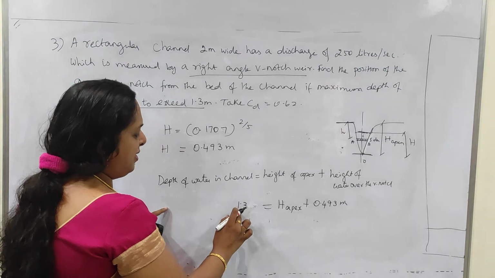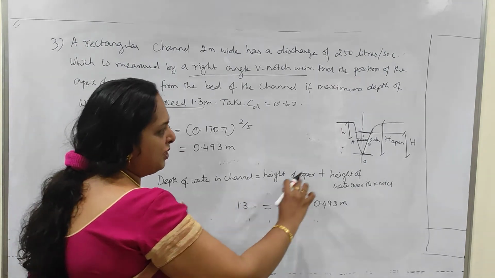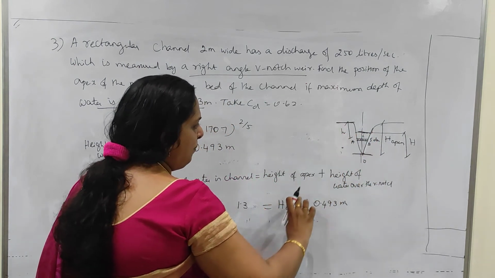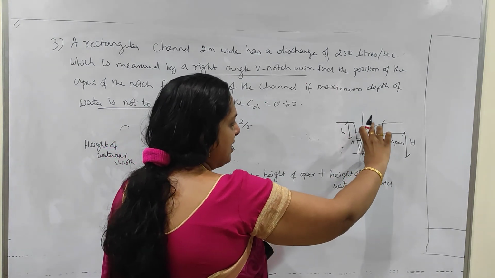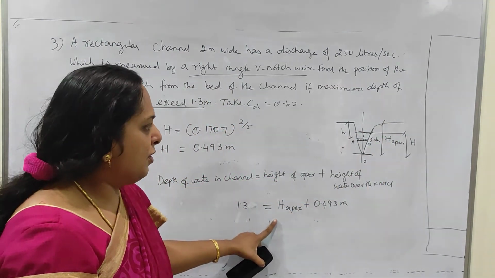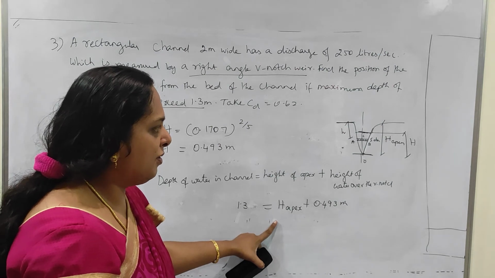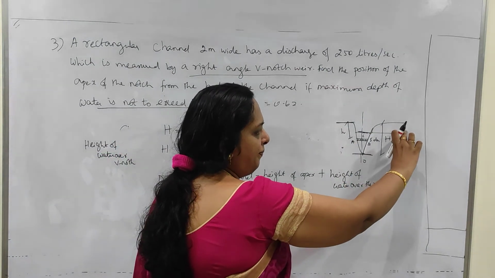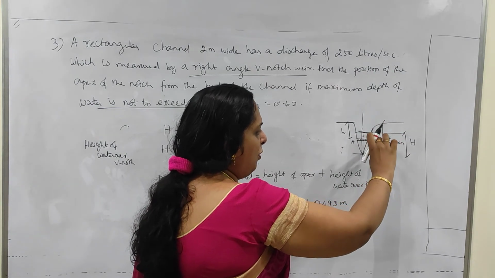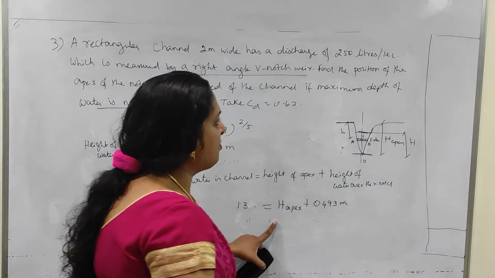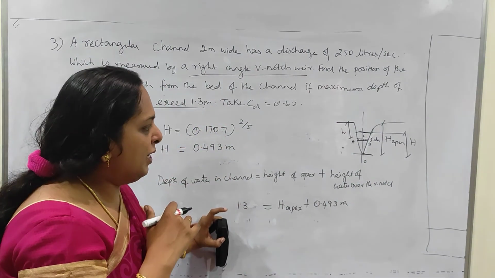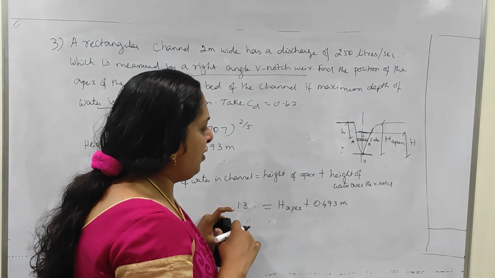So this is my depth of the water in my channel. The depth of the water in my channel will be equal to the height of the apex plus the height of the water over the V notch. This is the height of the water over the V notch, and this is my height of the apex. So what happens here? I am going to find out the height of the apex from the bed of the channel. From the bed of the channel, what is my height of the apex? So that is what we are going to do.